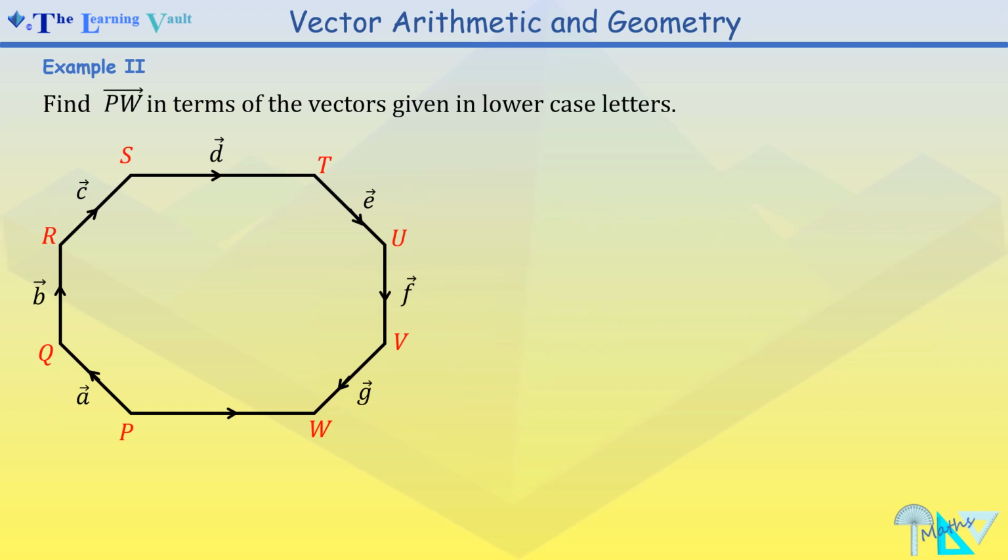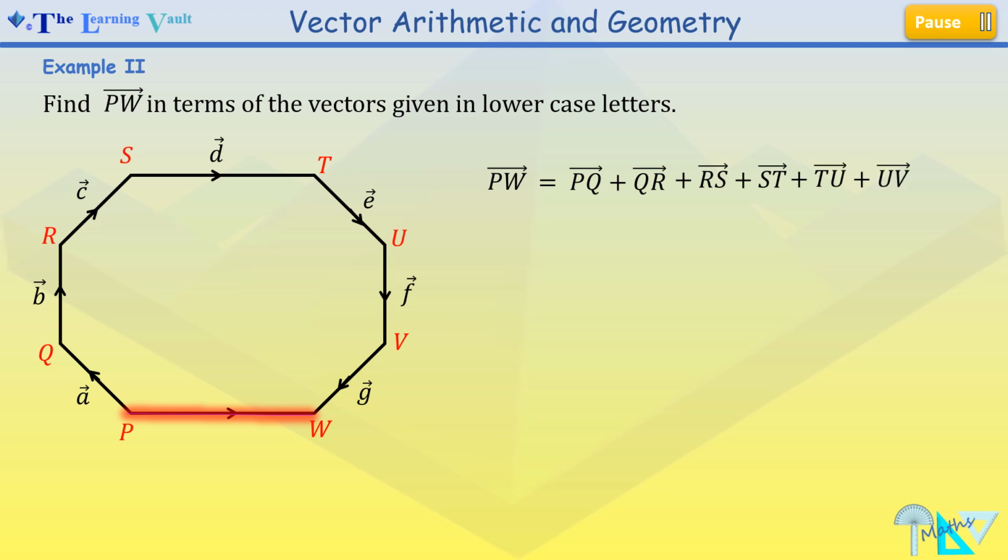Example 2. Find vector PW in terms of the vectors given in lowercase letters. You may pause and have a go. Now PW, the vector, let's look at our pathway. So it's P to Q, Q to R, R to S, S to T, T to U, U to V, and V to W. Now remember, it's our vector PW, so our chain of vectors starts with a P and ends with a W.